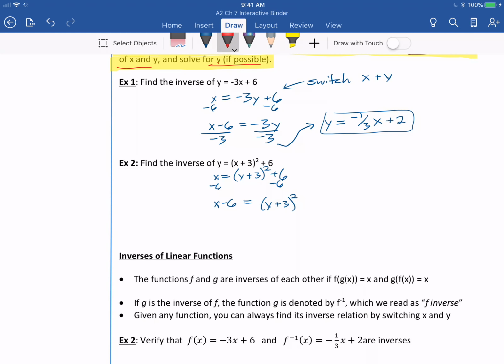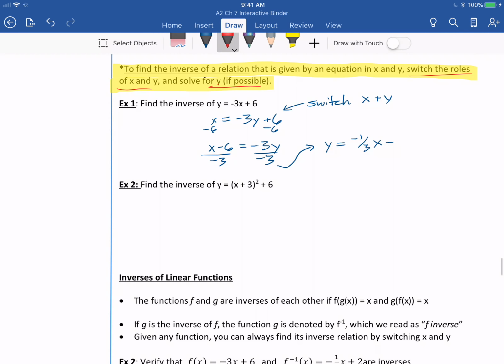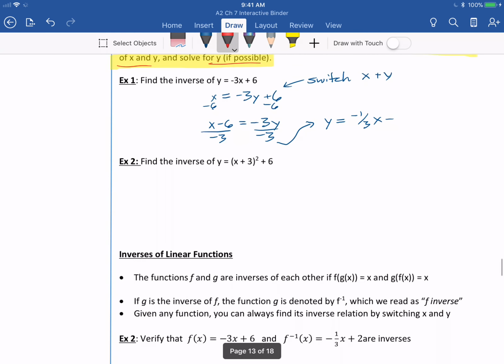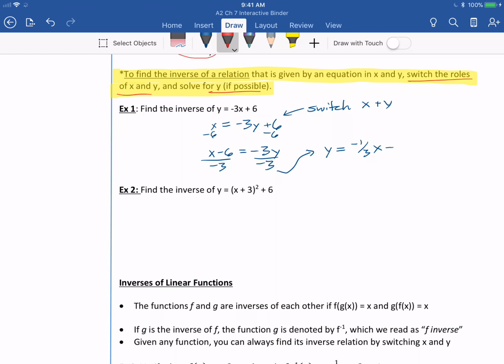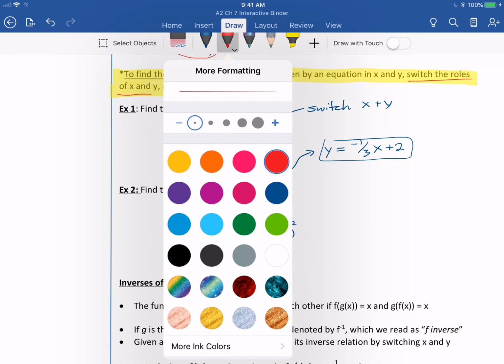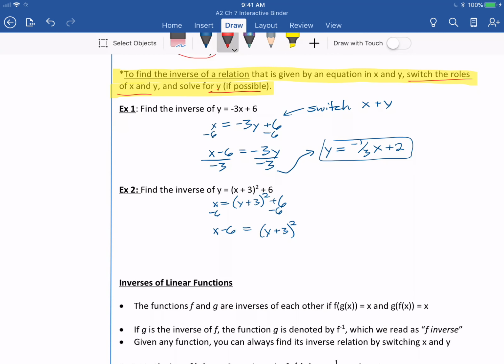Now you have to get rid of this squared. Now we just have to go through and solve for that y. To get rid of this squared, I have to take the square root of both sides. So I can take the square root.